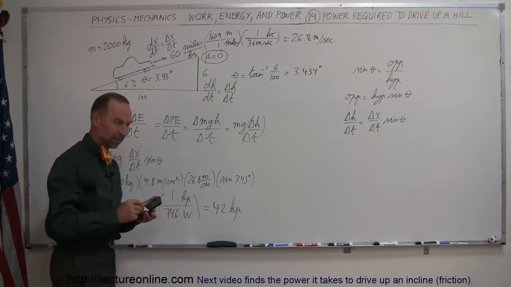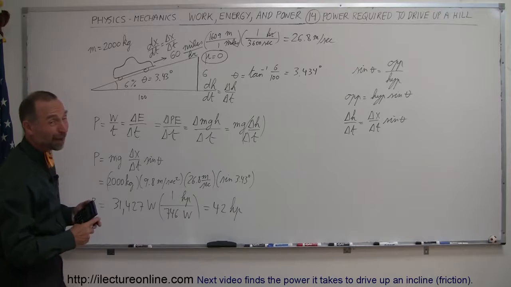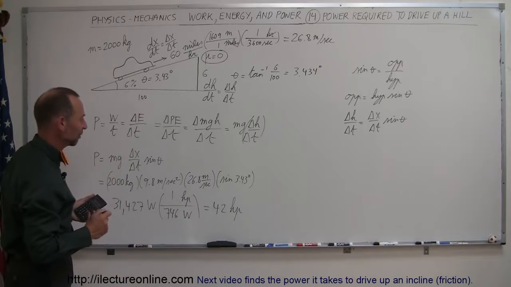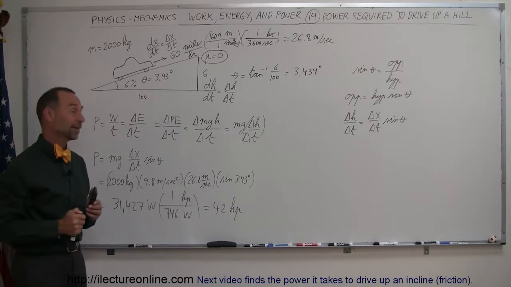I say, whoa, that's easy. Any car can do that. Even my car that only has 106 horsepower should easily be able to drive up that hill at 60 miles per hour. But we forgot one thing here.